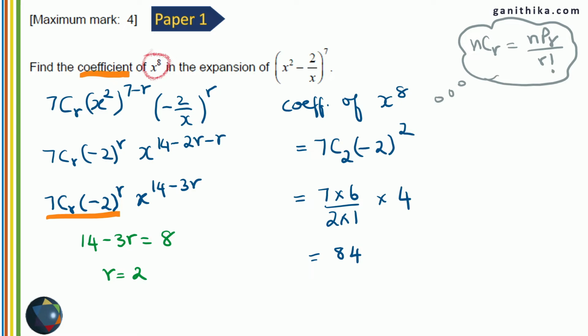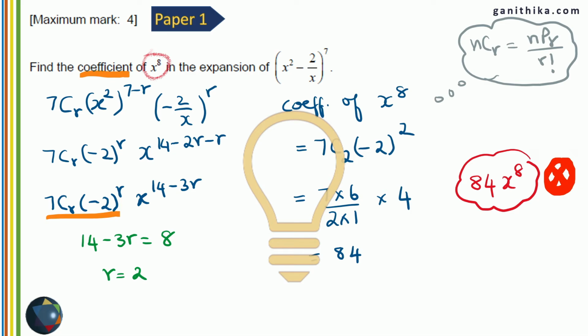Be careful, we are giving the coefficient of x power 8, not the term. This will be the term. 84 x power 8 should not be the answer. You will not get the last mark if you write this as 84 x power 8, because the question is asking only for the coefficient of x power 8.